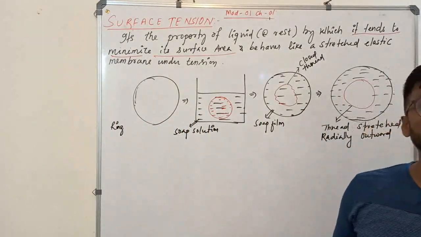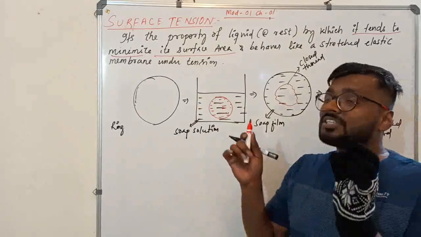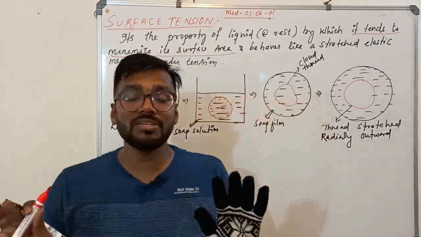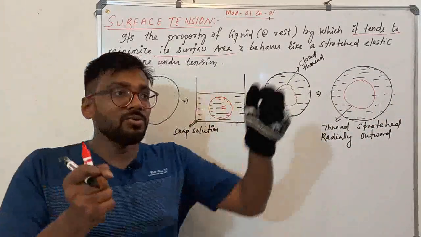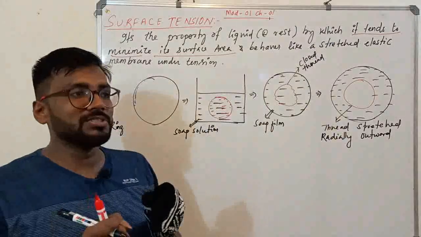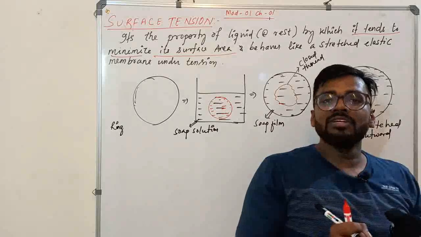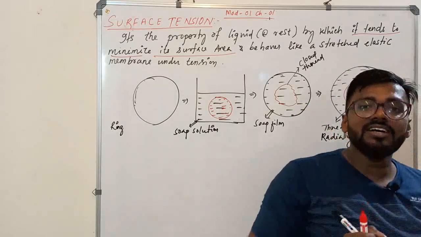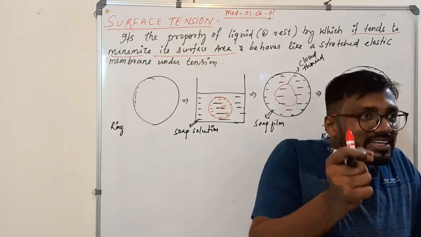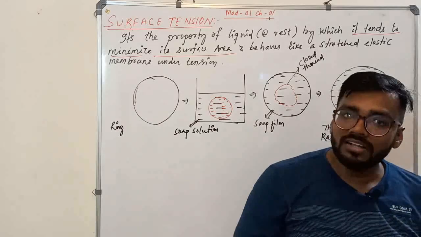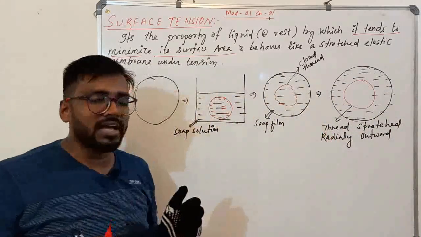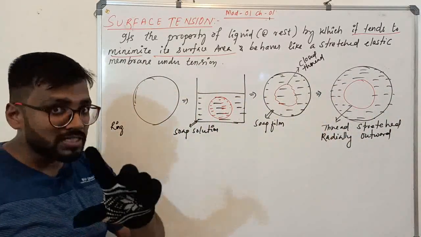What did we study in surface tension? It tries to minimize its surface area. The cohesive forces between the same molecules will try to stretch it towards them, so that they will reduce the surface area. They will try to occupy as little surface area as possible. Okay? We studied that. Okay?